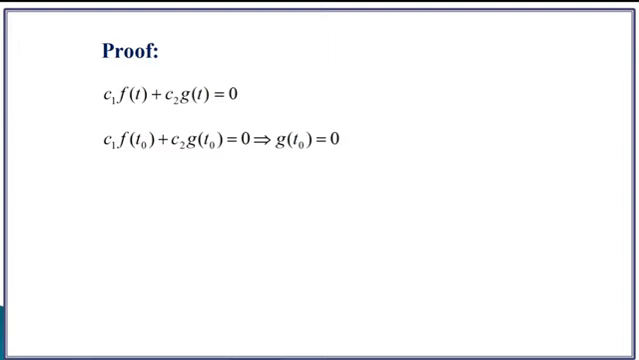Now we have assumed that f is 0 at a point t0. If we put the point in the equation, what do we get? We get C1 into 0 plus C2 into g of t0 equal to 0. But we have already shown that C1 and C2 both are non-zero, so g of t0 equals 0. So this ends the proof.